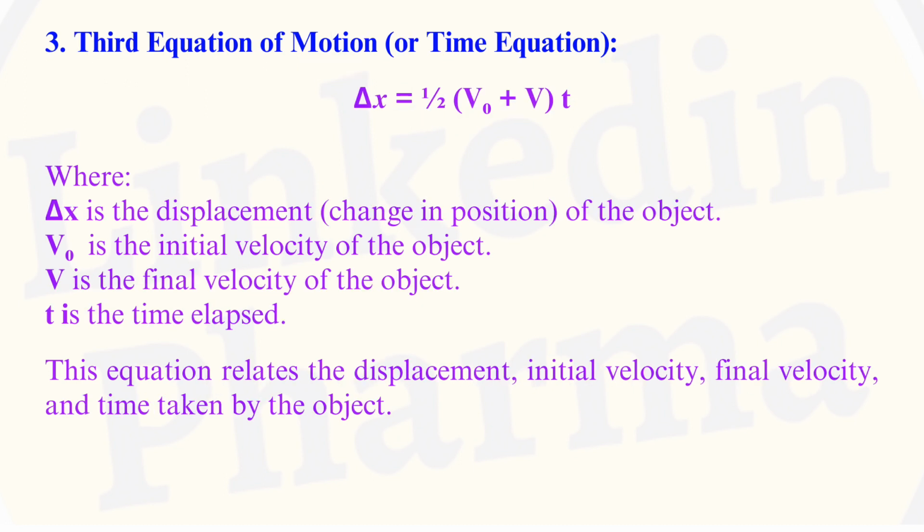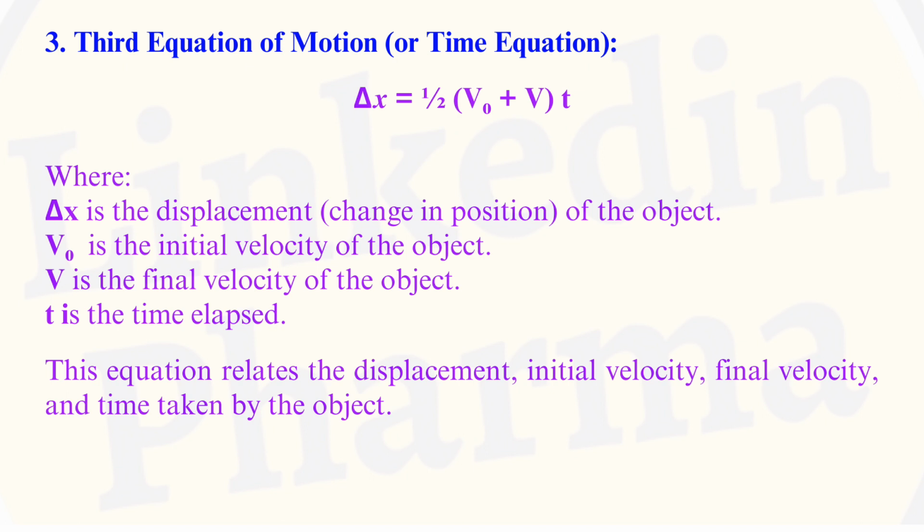3. Third equation of motion, or time equation. Delta x equals 1/2 (v0 plus v)t, where delta x is the displacement, change in position, of the object. v0 is the initial velocity of the object.